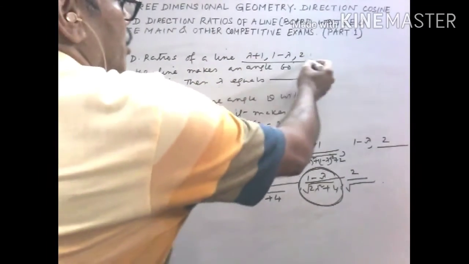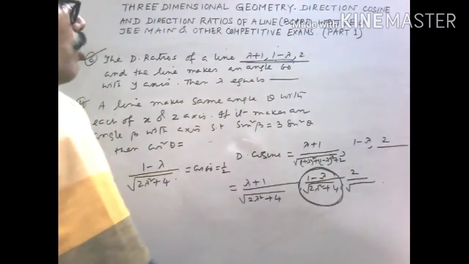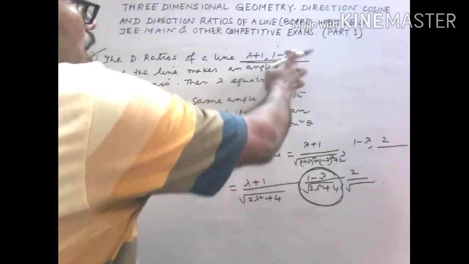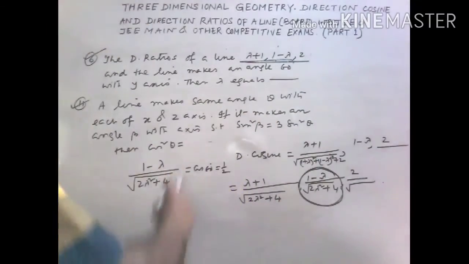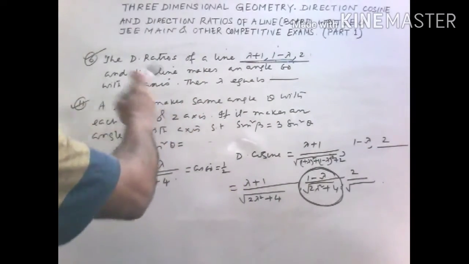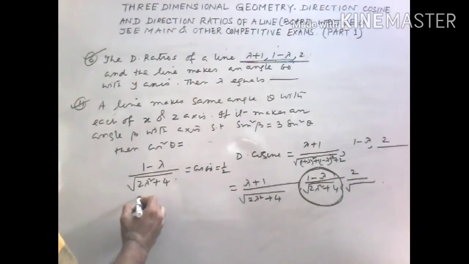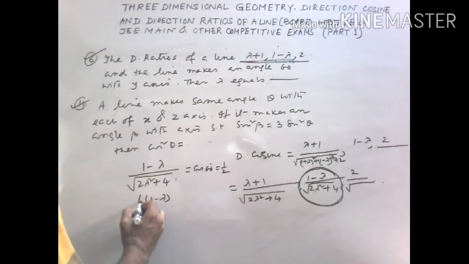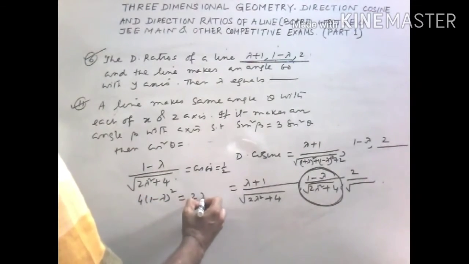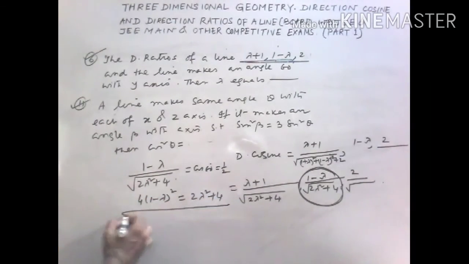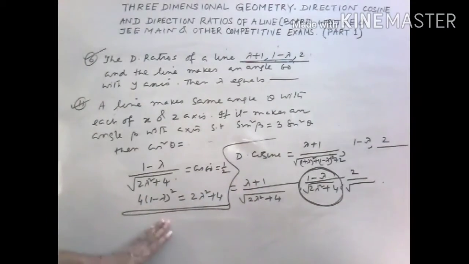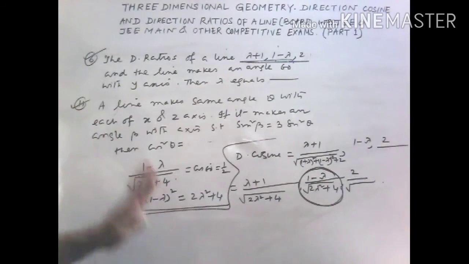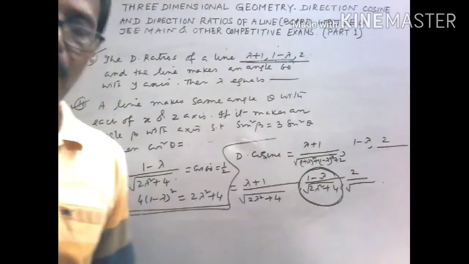So listen again. So these are D ratios. So D cosine of y-axis is 1 minus lambda by root over 2 lambda square plus 4, and by the theory, cos beta equals half. So 2 into 1 minus lambda, so 4 into 1 minus lambda whole square equals 2 lambda square plus 4. So simplifying, we get lambda.